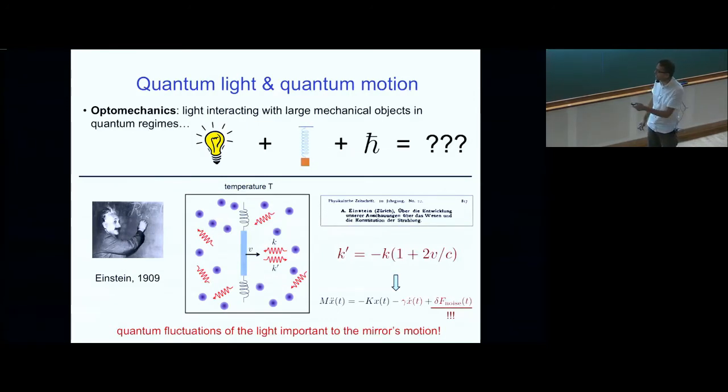Okay, so what do we have? We have light kicking around a mirror. The quantum aspects of the light matter to the motion of the mirror. The light acts as a kind of dissipative reservoir for what the mirror is doing. Okay, so again, this is 1909.